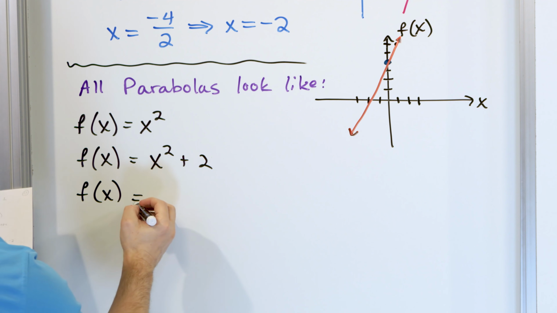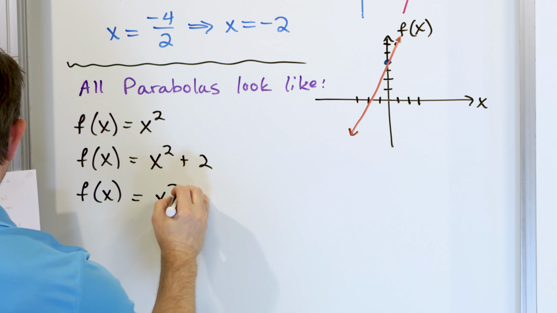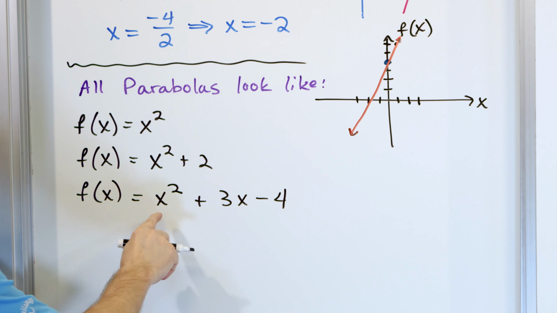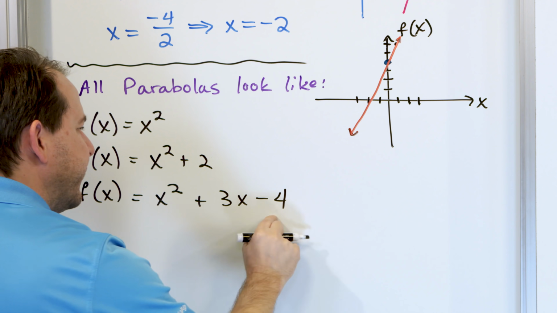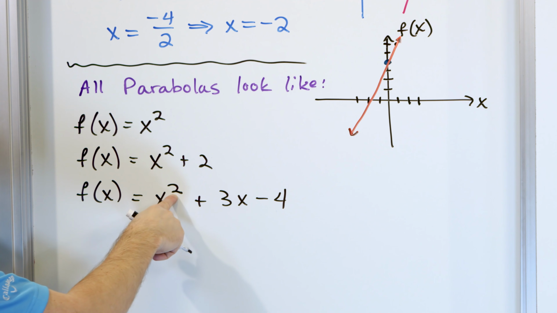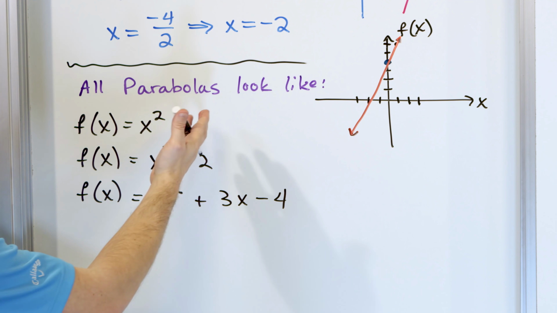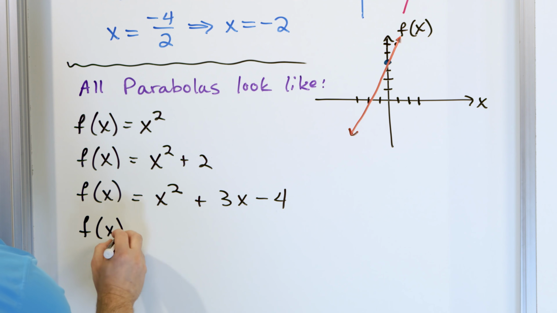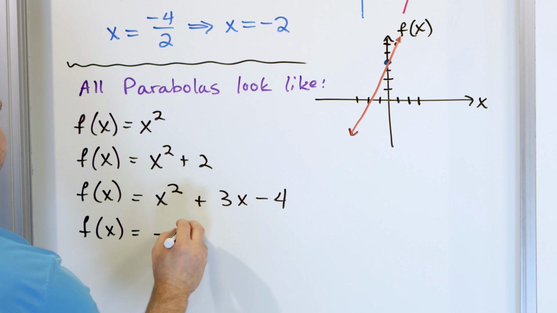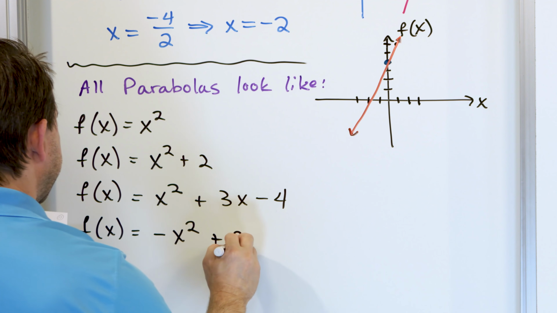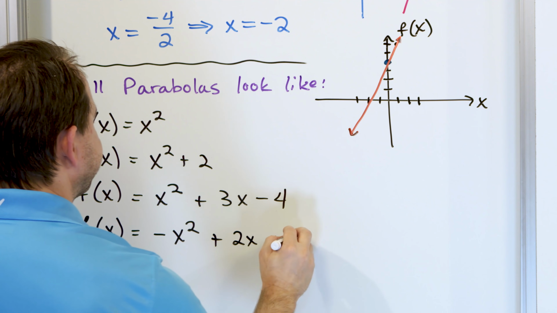f of x can also be a little more complicated. x squared plus 3x minus 4. Doesn't matter that you have a 3x term and a 4 here. The only thing that matters is that there is a square here, that the highest power of x is a square, which means it will look like a parabola when you graph it. You can also have more complicated ones. For instance, you can have a negative out in front, or even another number out in front of the x squared term, plus 2x plus 3.